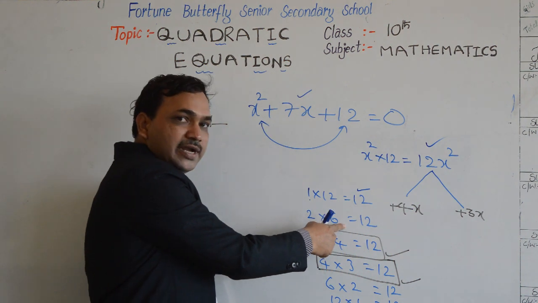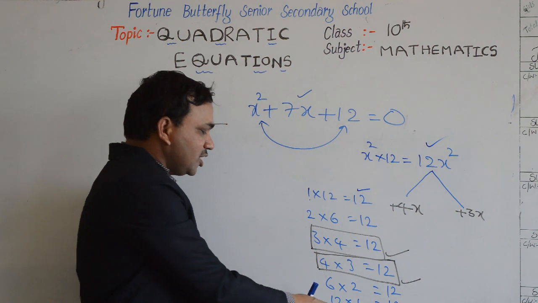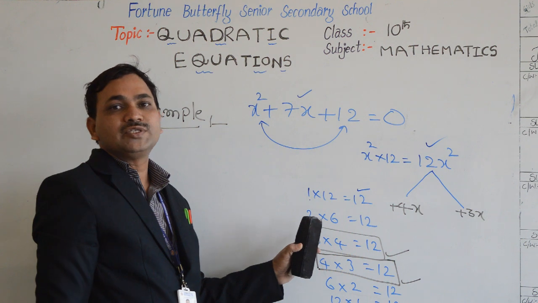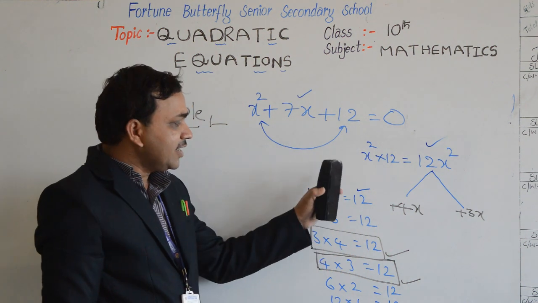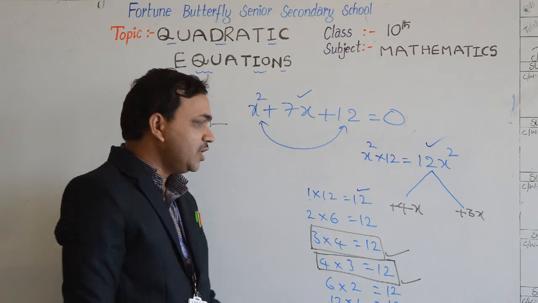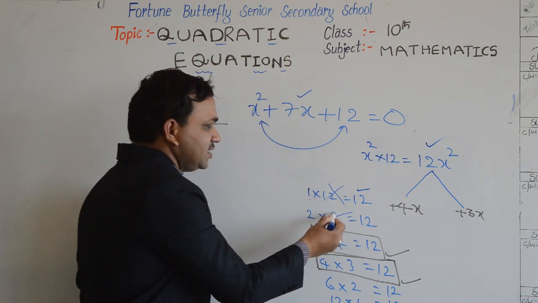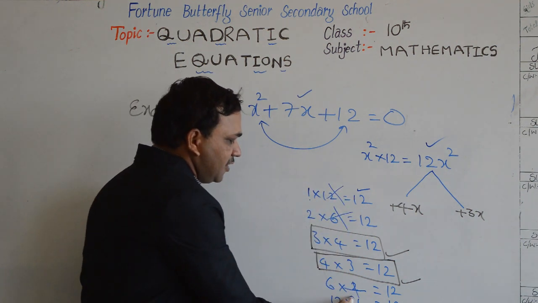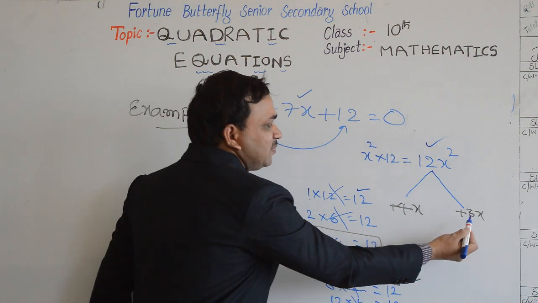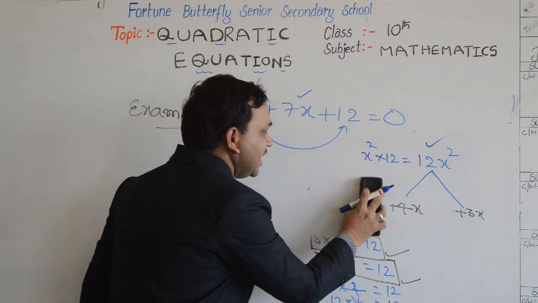2 plus 6 is equal to 8. It is also not possible. 6 plus 2 is equal to 8. It is also not possible. 12 plus 1 is equal to 13. It is also not possible. Why? Because the second condition is satisfied, but the first condition is not satisfied. So don't take the remaining numbers. So delete this, and this also, and this one, and the final one, this one also delete. You will take finally plus 4x plus 3x only. Then only the given quadratic equation is satisfied.